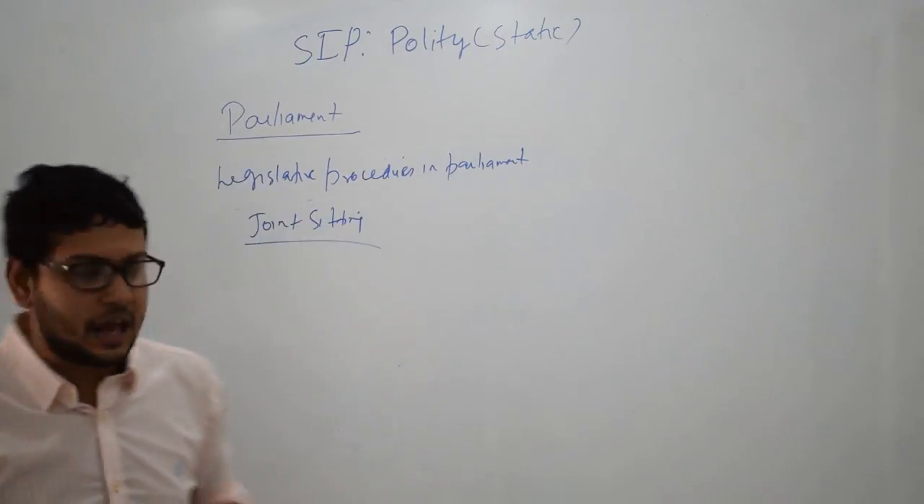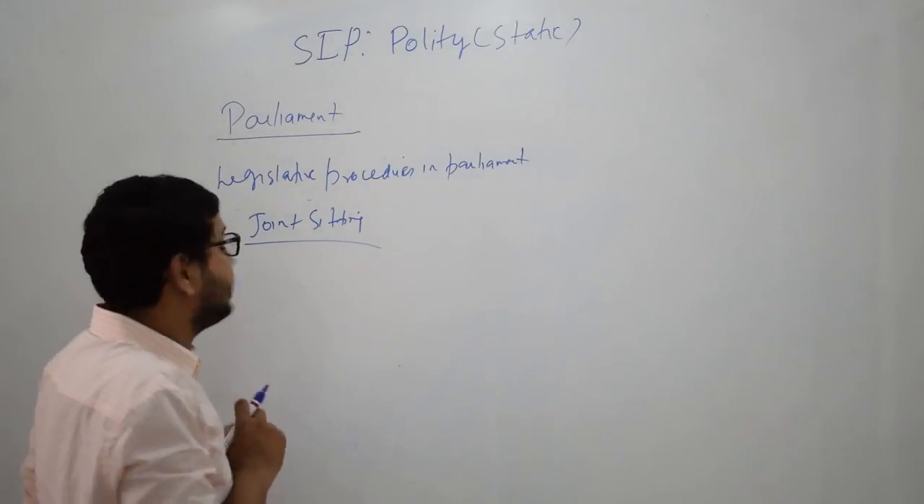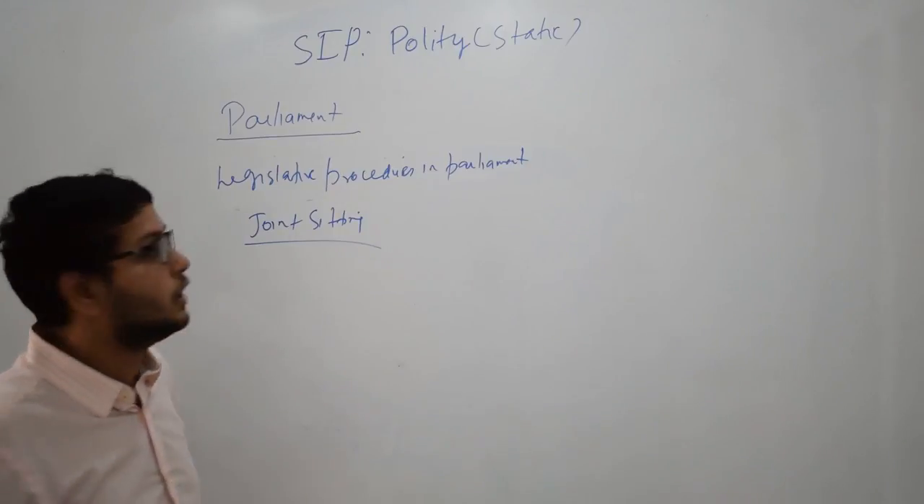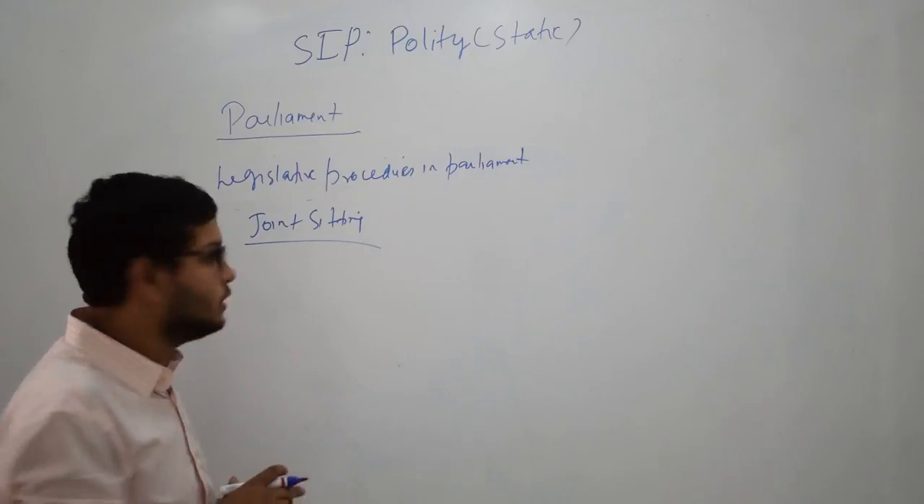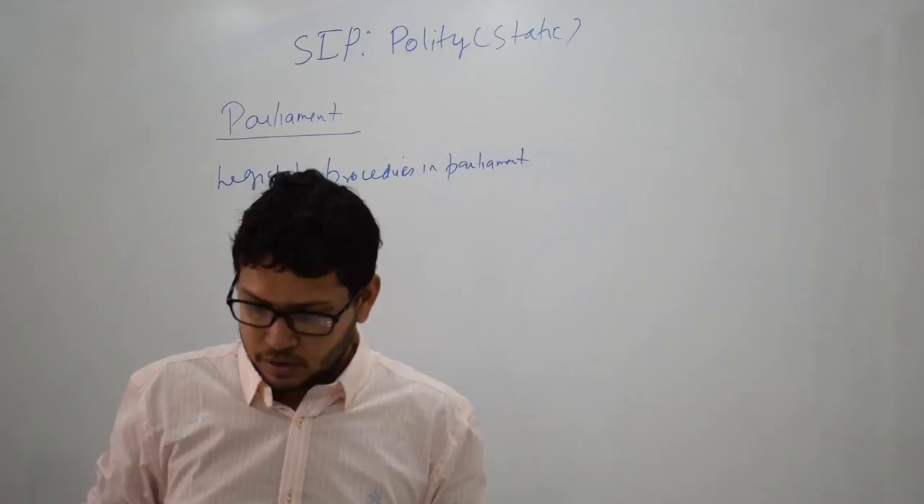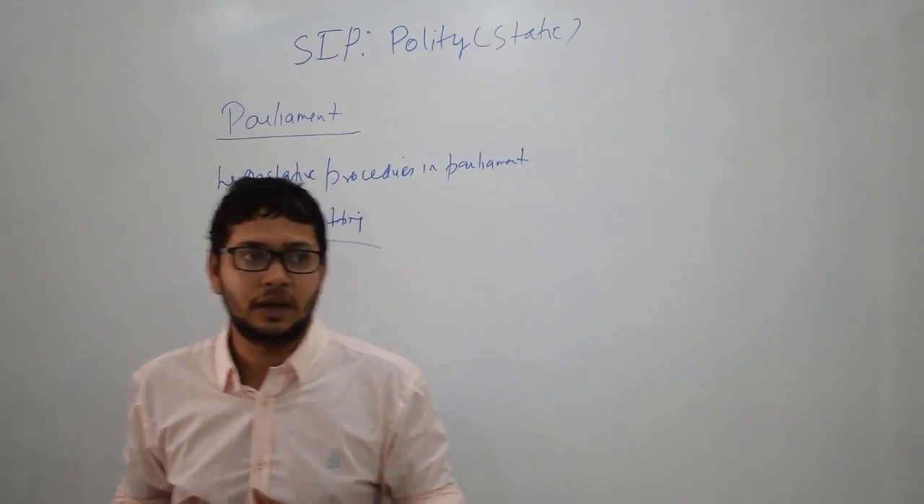So joint sitting is an extraordinary machinery provided by the Constitution of India, to resolve a deadlock between the two houses. So, in what circumstances can a joint sitting of the house take place?